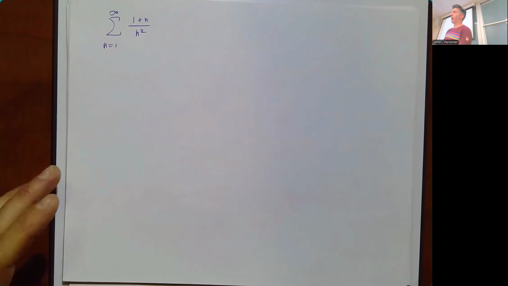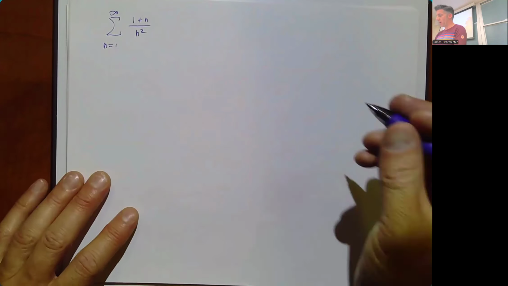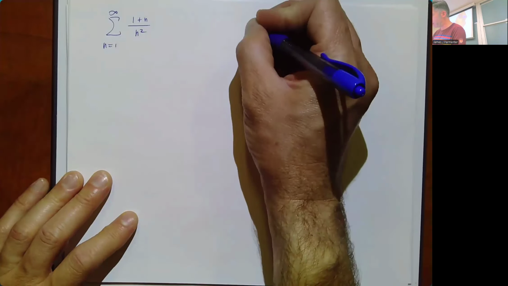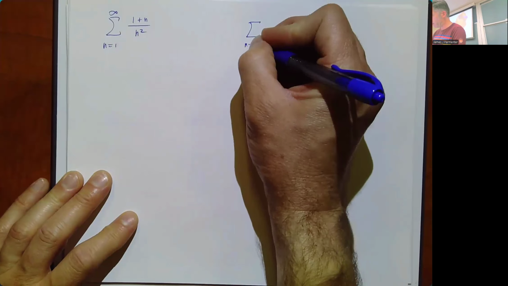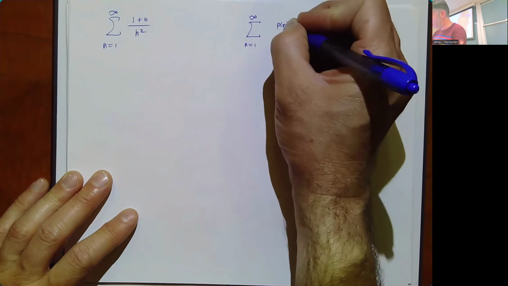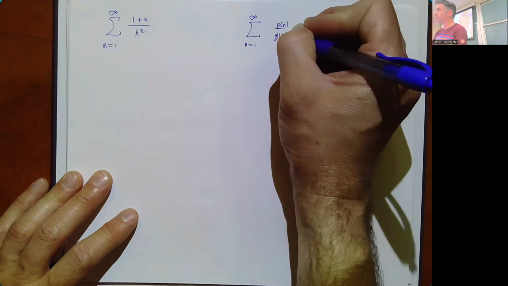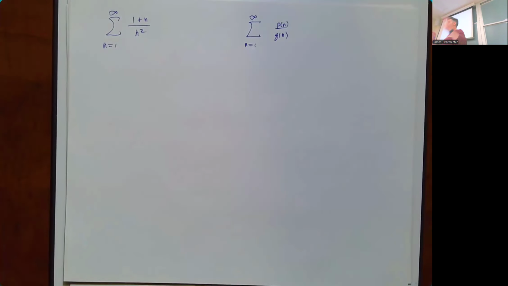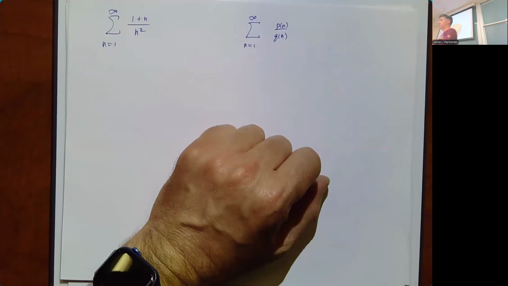Let me show you. So actually, more generally, if your series from n equals whatever to infinity is a polynomial in n over another polynomial in n, like just powers of n and no other things, no exponentials, no factorials, the ratio test will never work for this.